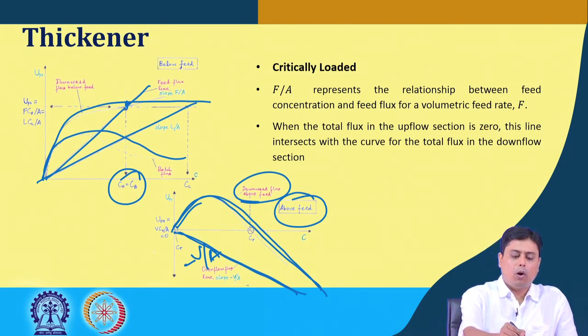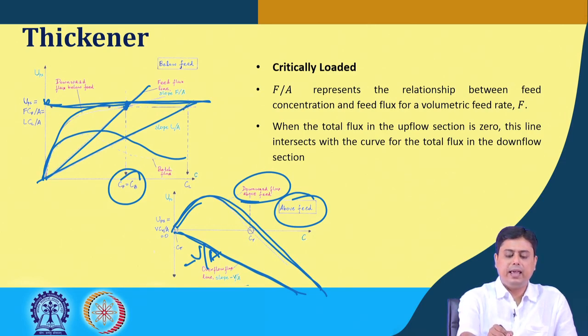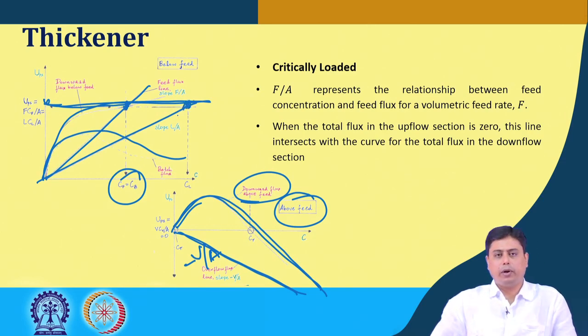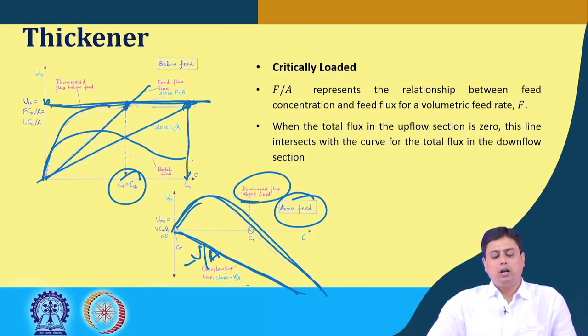Now the point, as I mentioned, intersects the y axis at a value UPS, which is the critical flux. At that critical flux, if we extrapolate this line, it intersects this L by A curve at a point, and that point indicates what would be our underflow concentration.